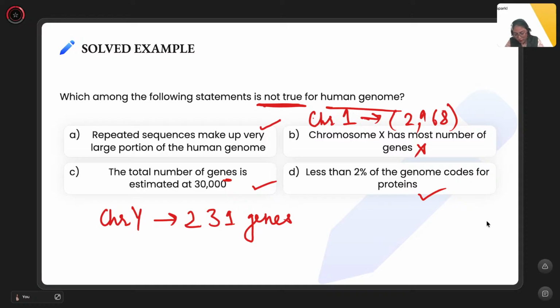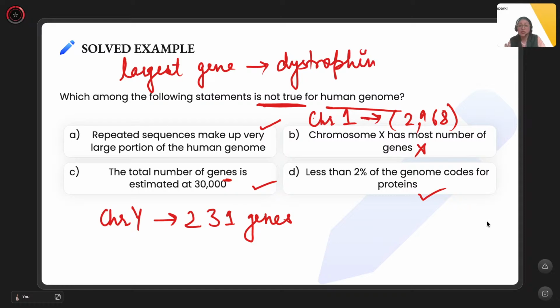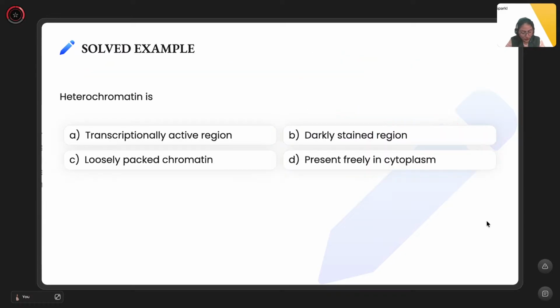Let us move on to the next question. Also, if the question asks what is the largest known gene in humans, you must remember that this is dystrophin. It has nearly 2.4 million bases. Clear? So this you can also remember. Let us move on to the next question then.